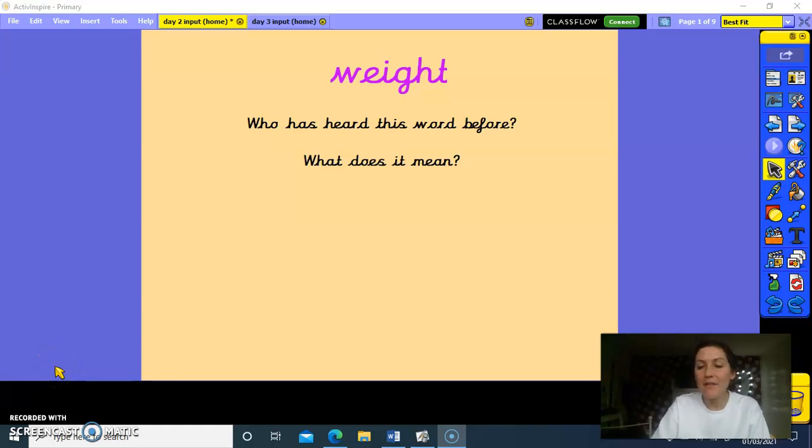Everyone, so far we have thought about length and height, and now we're going to think about weight. So, who has heard of this word before? What does it mean? So usually when we refer to weight, we are thinking about how heavy something is or how light something is. And we measure that using different forms of standard units of measure. But today we are just going to be thinking about those two words, heavy and light, or heavier and lighter.